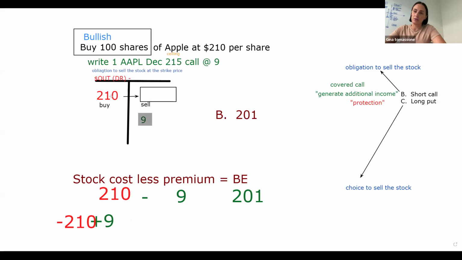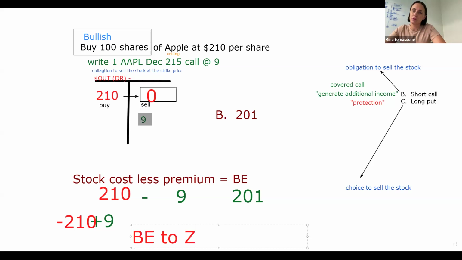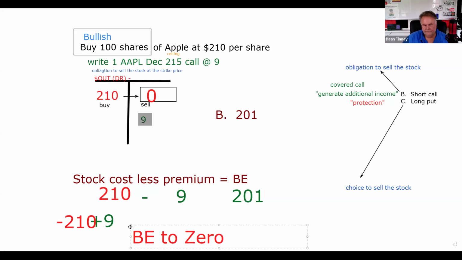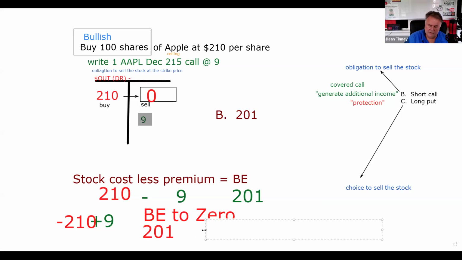To just the strike price? No, to 0. Right? If the stock goes to 0, there's our max loss. Our max loss is the break even to 0. And then when we were talking about the ceiling being 215, the floor is still 0. You're going to fall down 201 flights of stairs. So the max loss here is 201 a share, which is $20,100 would be our max loss.